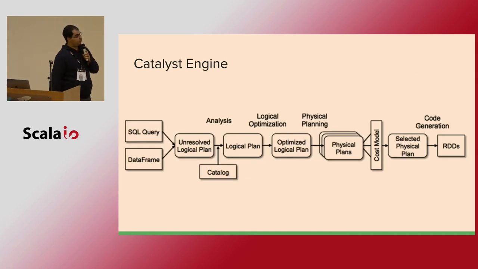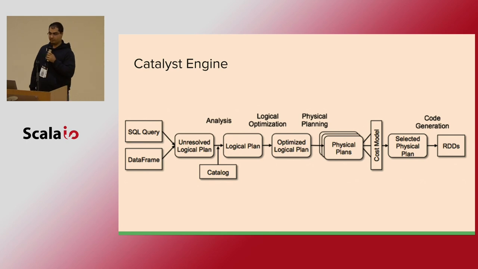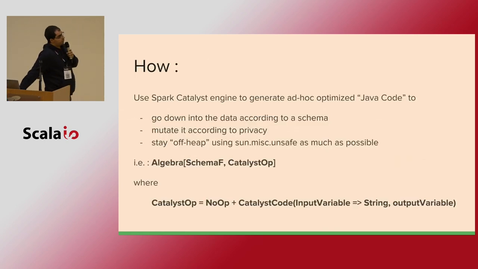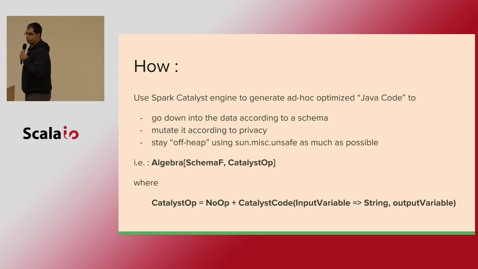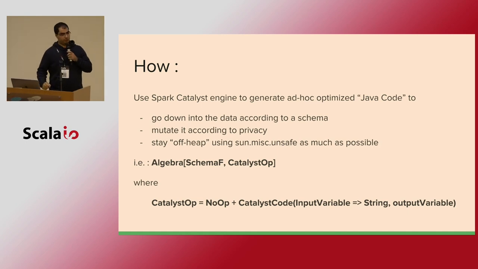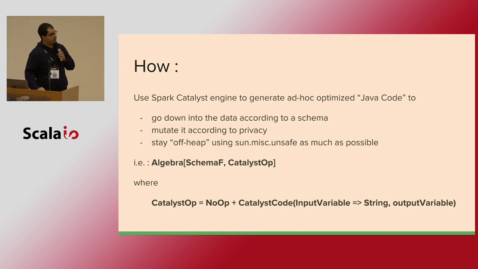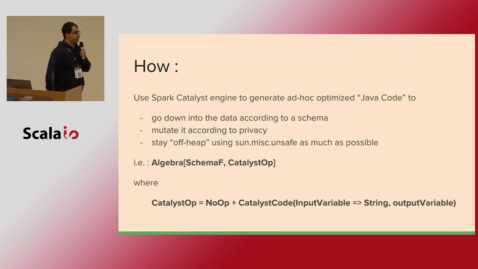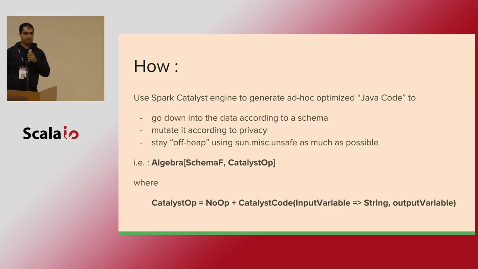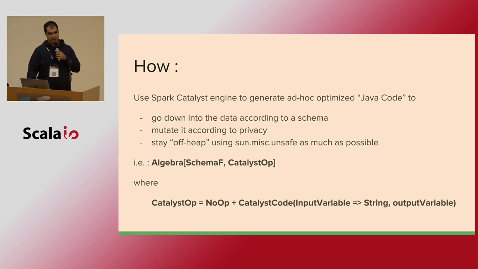Well, it has every advantage. So the Catalyst engine, some of you may know it, is a pretty well-designed engine that allows you to do code generation, and this is the foundation of the Spark SQL data frames. We're going to try to leverage this Catalyst engine and create a new expression. This expression is actually going to create code. What I need to do is to define a new algebra that will take my schema and actually create Java code to mutate off heap, or rather, using the unsafe API, mutate using the Tungsten data format, any piece of data that needs to be protected.